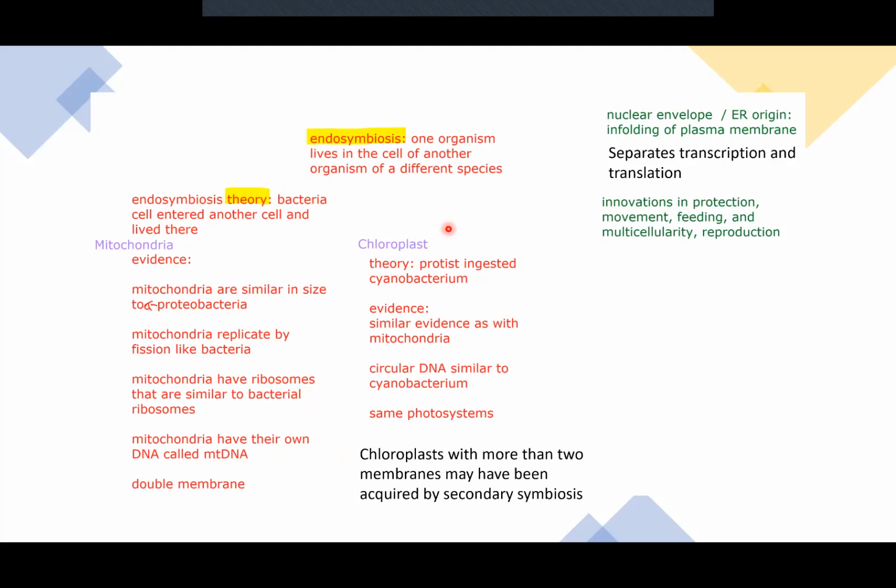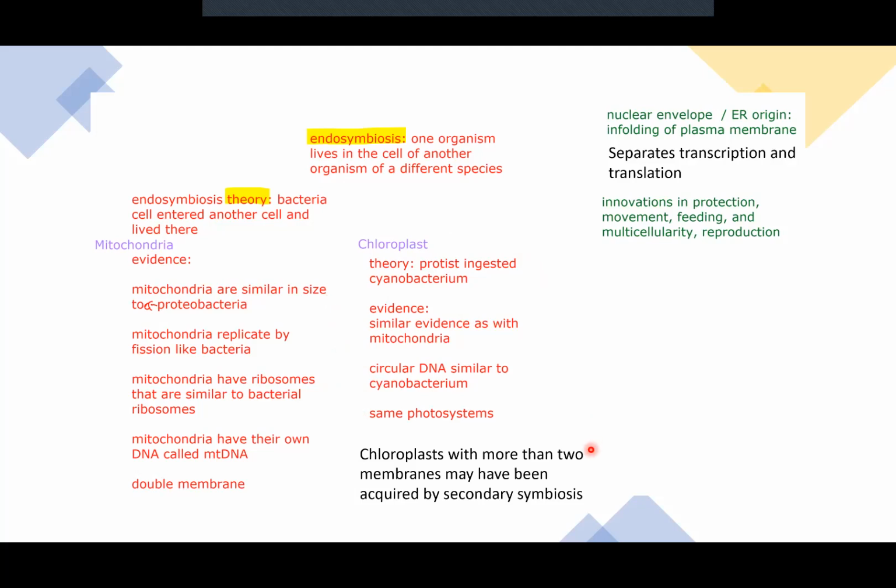And similarly, we can talk about another theory of endosymbiosis with chloroplasts. The theory for that is that a protist ingested a cyanobacterium. The evidence for this, a lot of these are similar as with mitochondria, when we talk about a bacteria cell entering another cell and making its home there. Chloroplasts have circular DNA similar to the shape of cyanobacteria's DNA, and they also share the same photosystems as cyanobacteria.